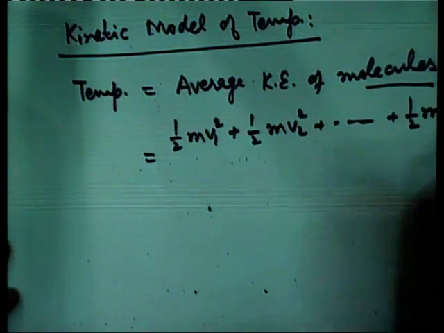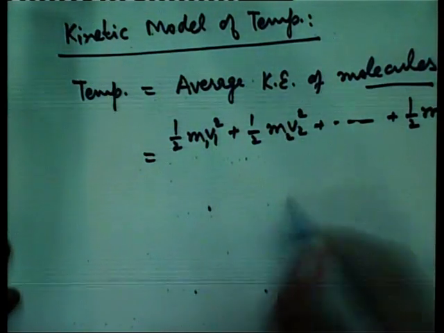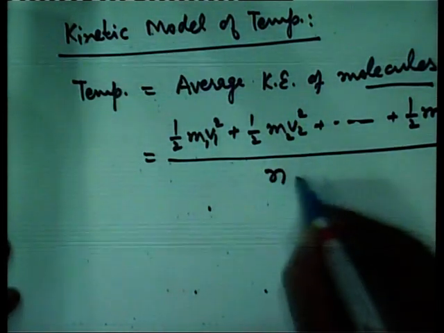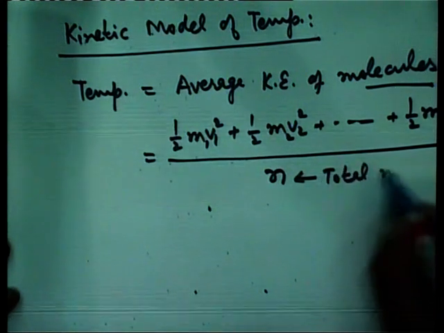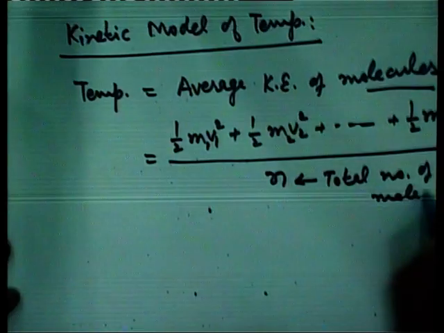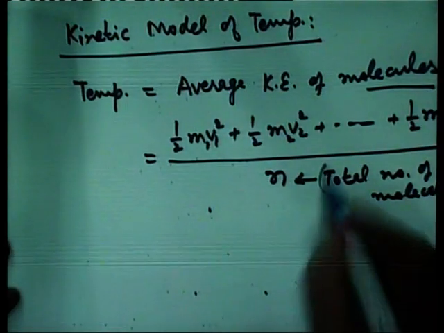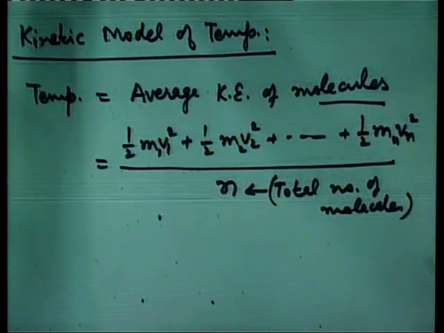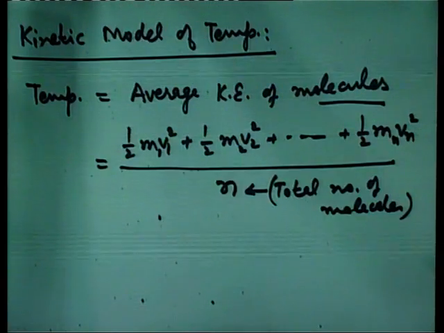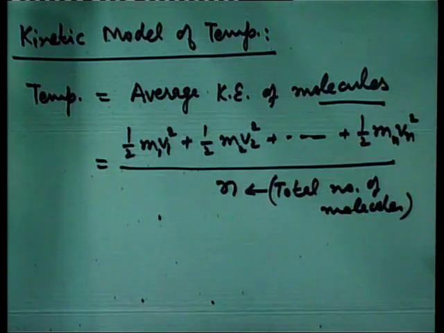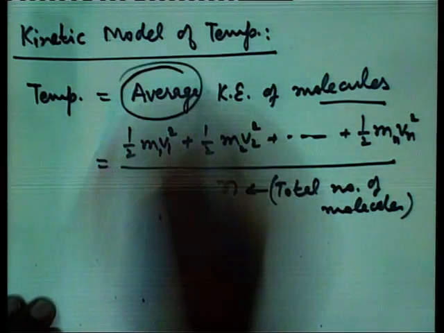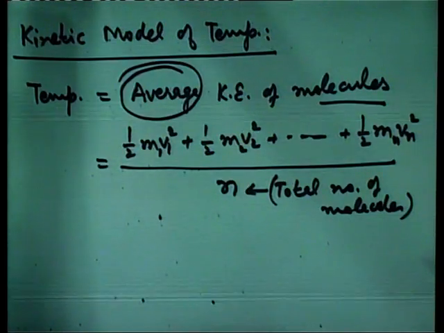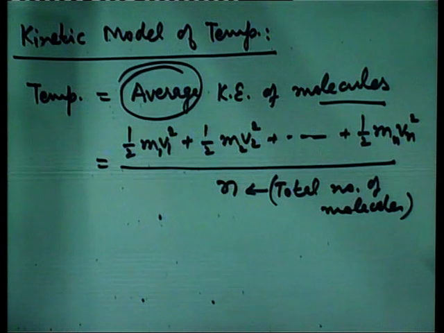If we take different masses, then we can write m1 v1, m2 v2, and so on, then divide by the total number of molecules. If we divide the total kinetic energy by the total number of molecules, then we will get the average kinetic energy of molecules. So, this is very important, whether it is the total kinetic energy of molecules or the mean or average kinetic energy of molecules.